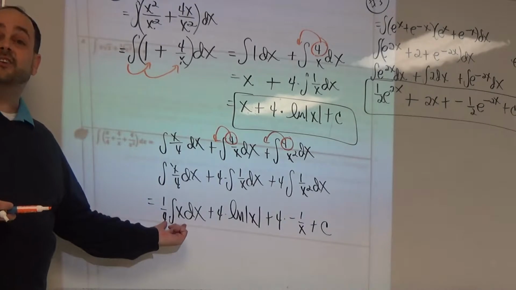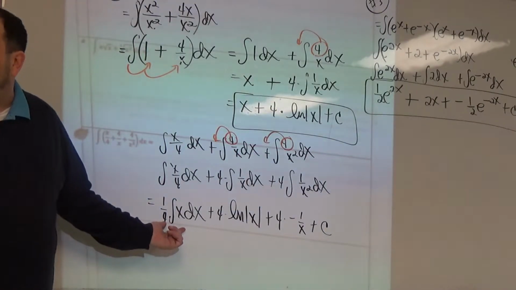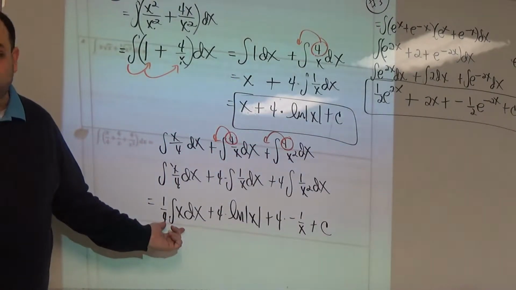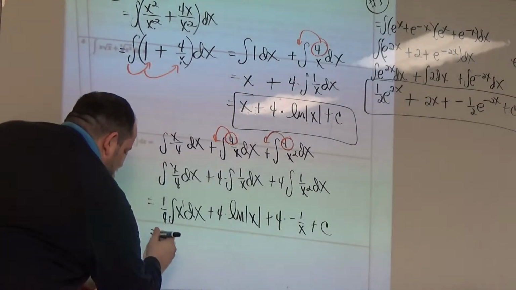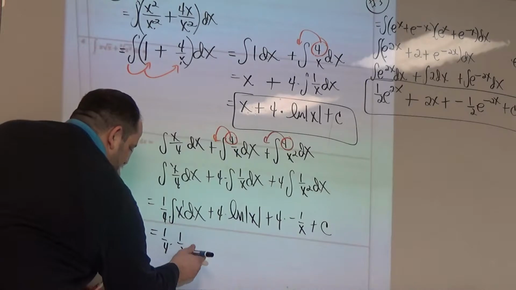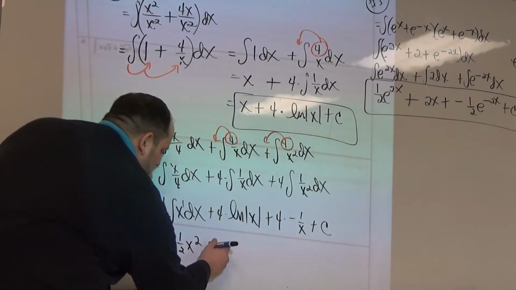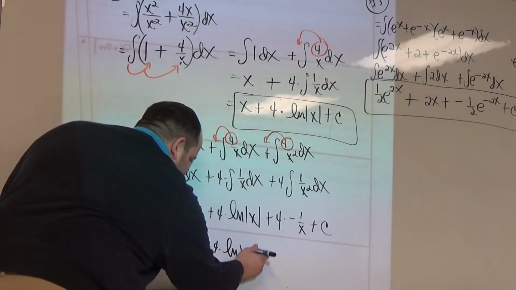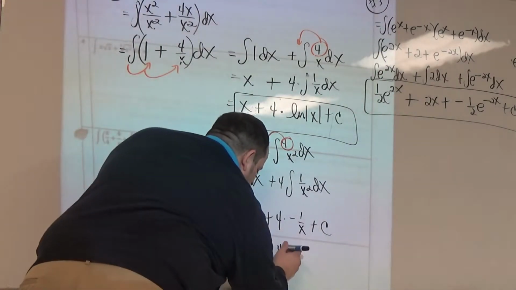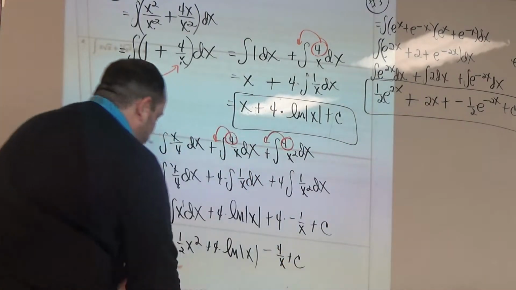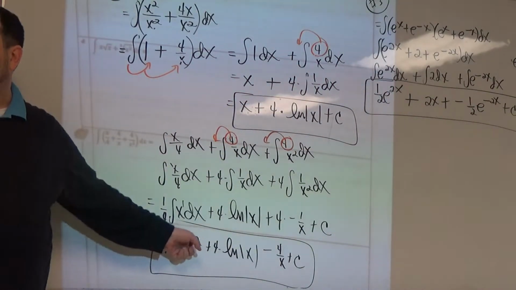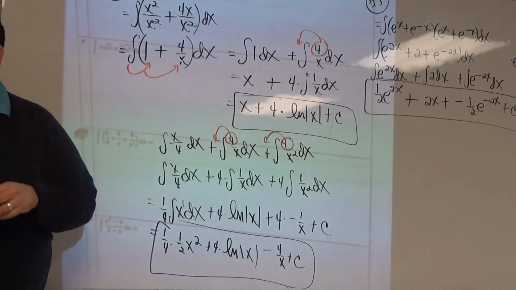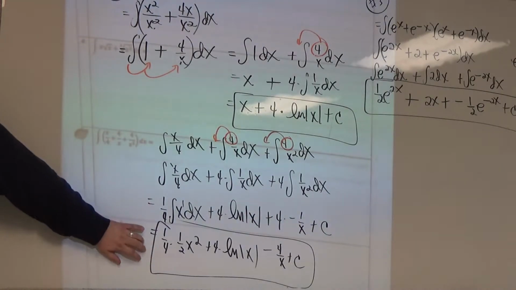Okay, the indefinite integral of x. What is the indefinite integral of x? 1/2 x squared. If you need to, think of it as x to the 1 power. So this is 1/4 times a half x squared plus 4 times the natural log of the absolute value of x minus 4 over x plus C. If you want to simplify it more, 4 times a half is 1/8. Great, love it. For folks that went solo, how'd you do?